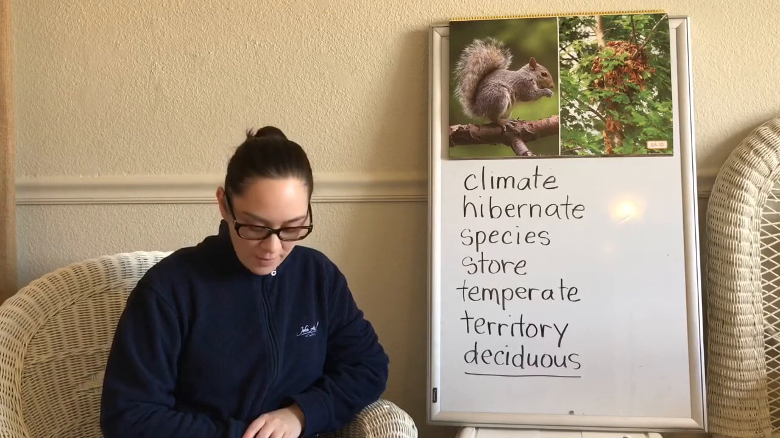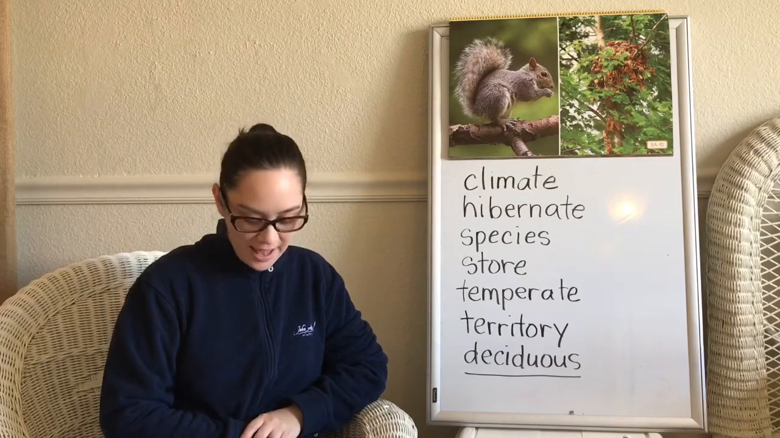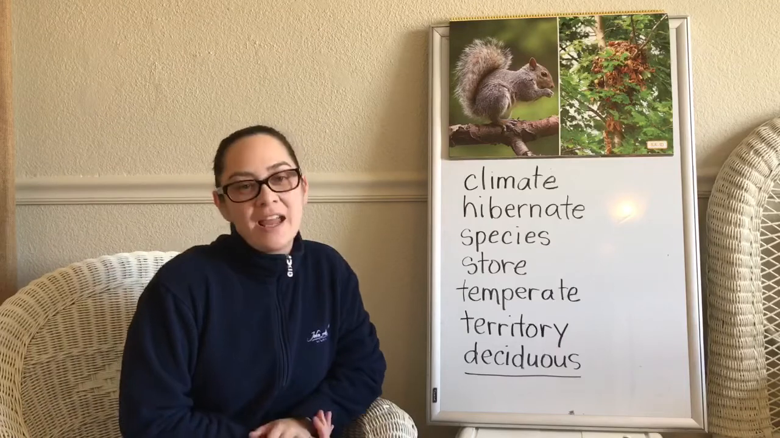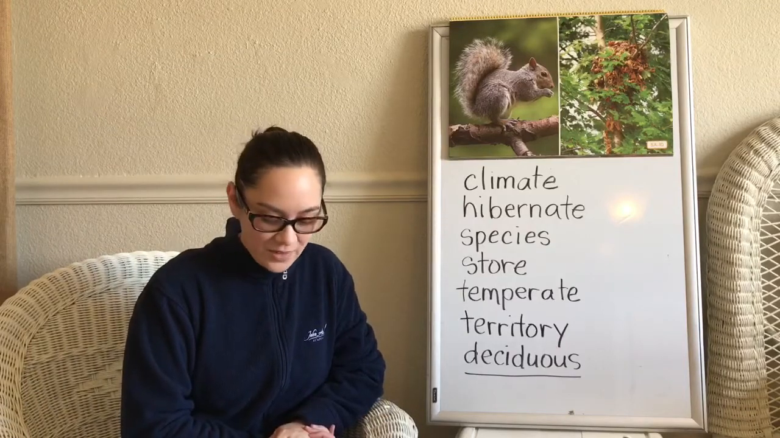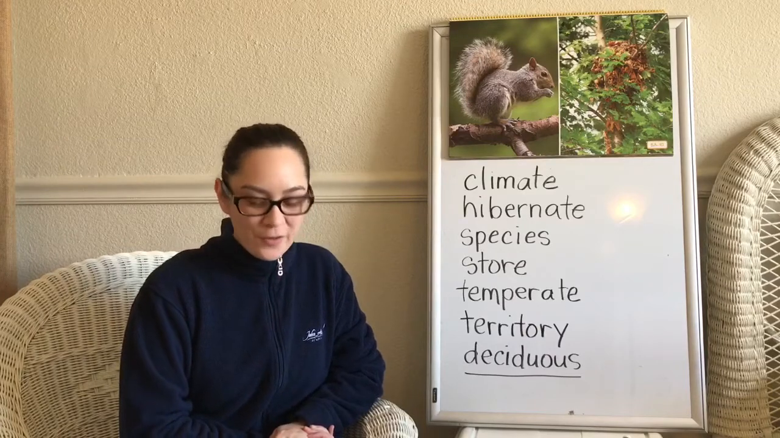Squirrels use their strong back legs and sharp claws to help them leap from tree to tree and to run up and down tree trunks. And they use their tails to help them balance. Squirrels are omnivores and spend most of their time looking for food.